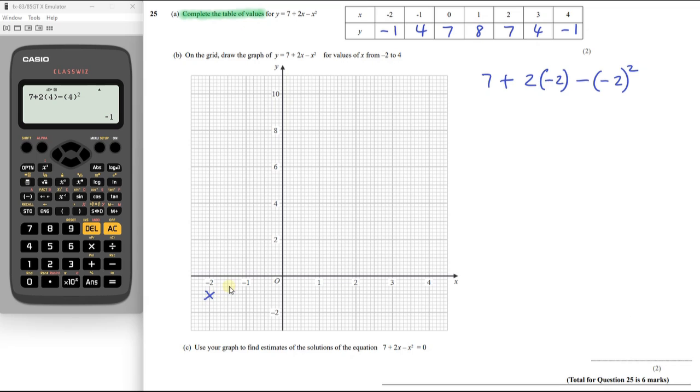So that is going to be there. -1, 4 is there. 0, 7 is there. 1, 8 is here. 2, 7 is here. 3, 4 is here. And finally, 4, -1 is here. So we've got our points.